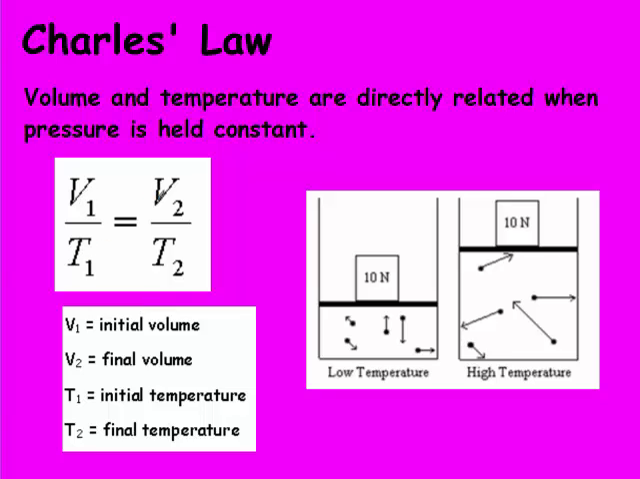In this case, volume and temperature are on top of each other. Anytime they're on top of each other, that's going to be a direct relationship. Increased volume, increased temperature. While in the previous equation, they were inversely related. Notice they're next to each other. So next to each other is inverse, on top of each other is a direct relationship.